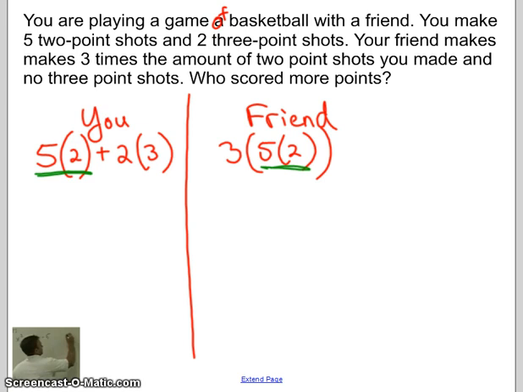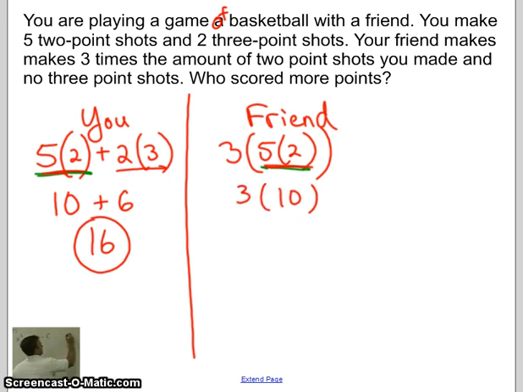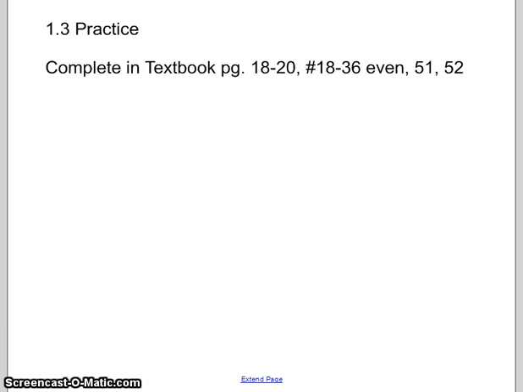Who scored more points? Well, you scored 5 times 2 plus 2 times 3. Remember, multiply first, and then we can add. So you scored 16. Parentheses first here. 5 times 2 is 10 times 3, and that's 30. So your friend beat you. Why don't you go ahead and try some examples from your textbook.